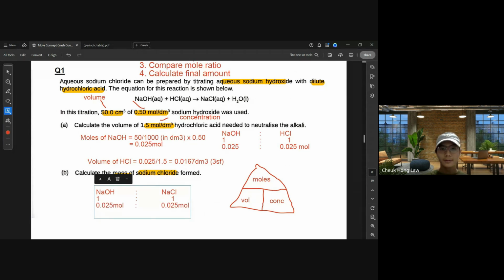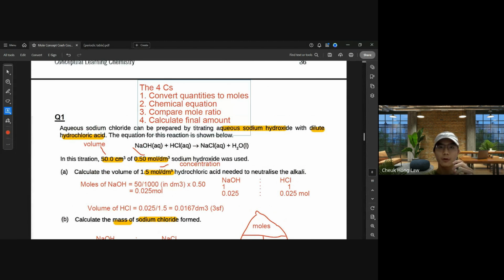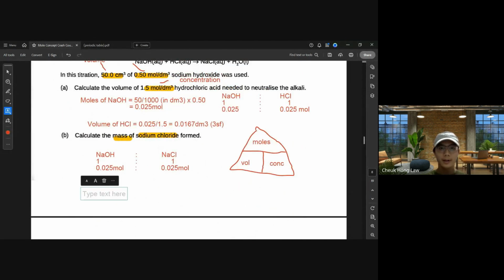All right. So for NaCl, once I compare the mole ratio, I know that the actual number of moles is 0.025. Okay, then we can move on to step 4. Calculate final amount. What do I want to calculate? Mass of sodium chloride. Here again, I use the triangle method to know how the formula should be flipped about.